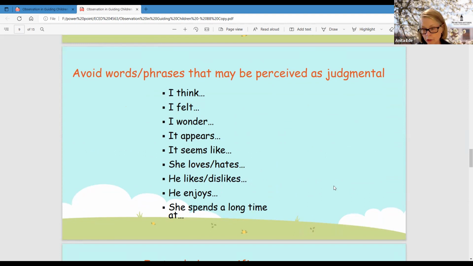It appears that she is unhappy. Don't tell me what it appears. Just tell me exactly what you're seeing. Susie came into the classroom and her head was held down, and I saw tears coming from her eyes, and I heard her say, "My stomach hurts." So now I don't need to know what it appeared like. I can create a picture in my own mind of what Susie looked like and sounded like when she came in your classroom, and I can draw my own conclusions.